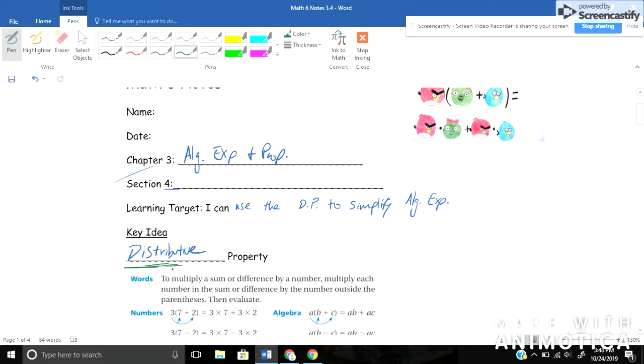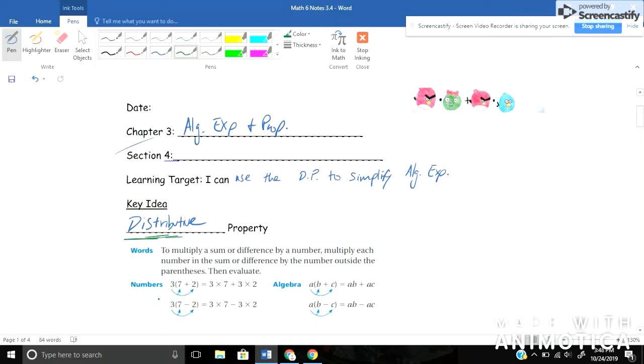Okay, and that's kind of what the distributive property does. It actually takes whatever is on the outside of your parentheses and distributes it to whatever is on the inside of your parentheses. In words, it says to multiply a sum or difference by a number, multiply each number in the sum or difference by the number outside the parentheses, and then evaluate. So here, this means 3 times 7 plus, they get that from the addition sign here, 3 times 2. Okay, and then you'd figure out the answer from that.